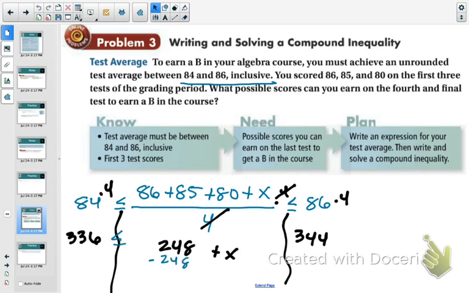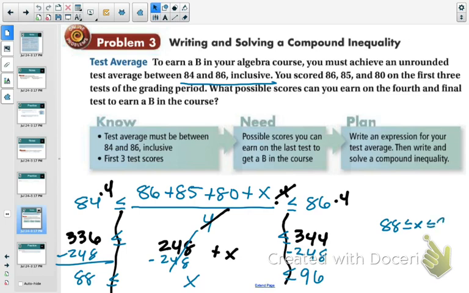And I forgot to keep my sign here. And then subtract 248 and subtract 248. So over here, that is going to give me 88 is less than or equal to x, because those cancel, is less than or equal to 96. So your score must be between 88 and 96 inclusive. So if you want to get a B, you have to get in this range.